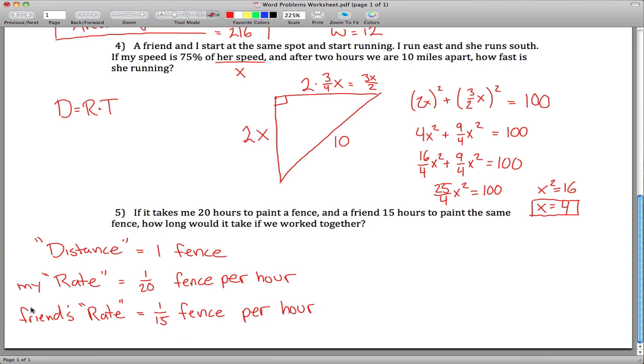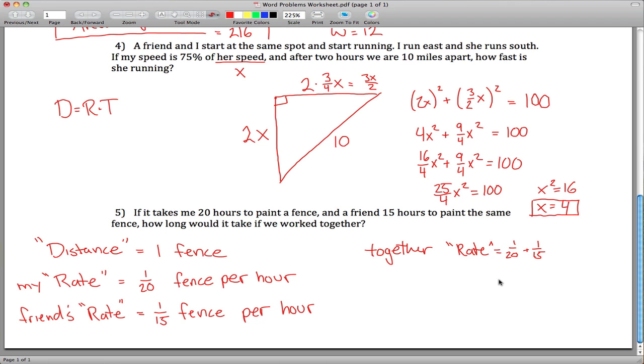And once you translate it to these terms, it's not as bad. It's like we paint at this speed and she paints at this speed, so our together rate would be this speed plus this speed, right? The speed that I'm painting plus the speed she's painting. So that's 1/20th plus 1/15th.